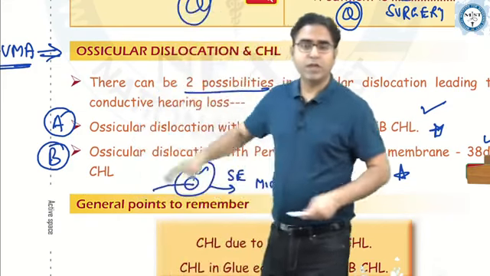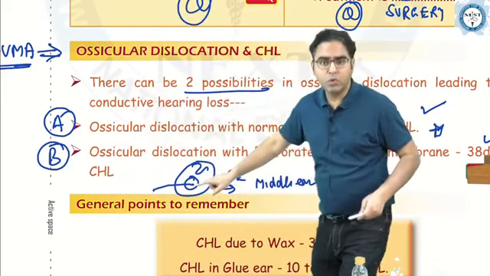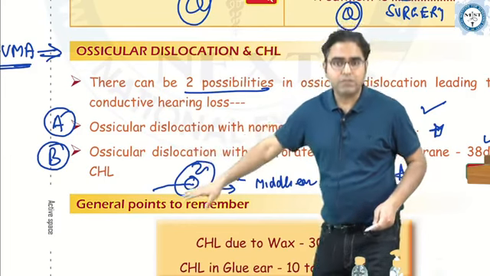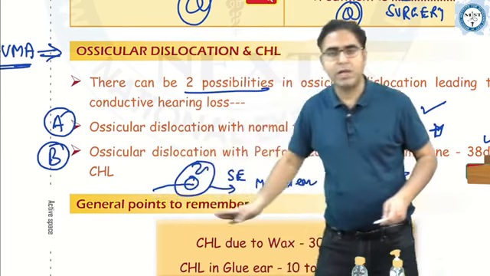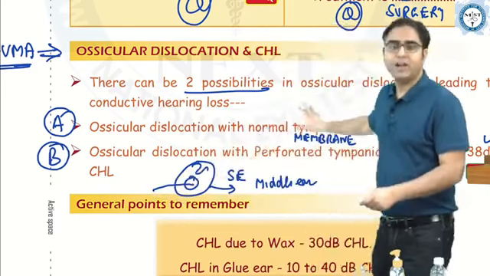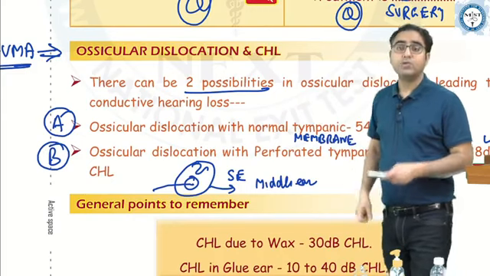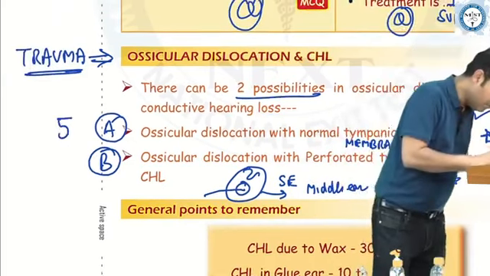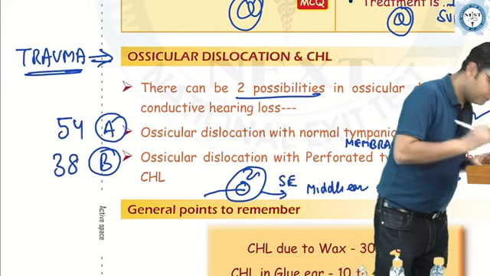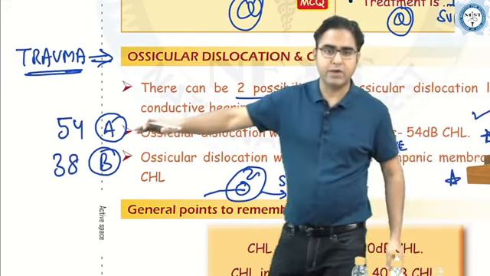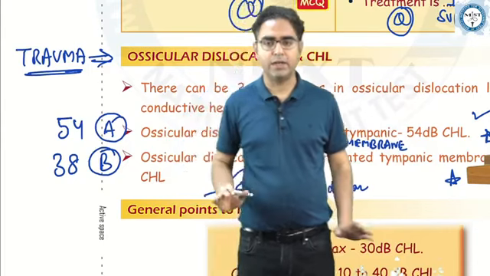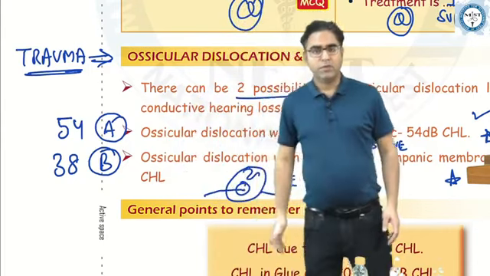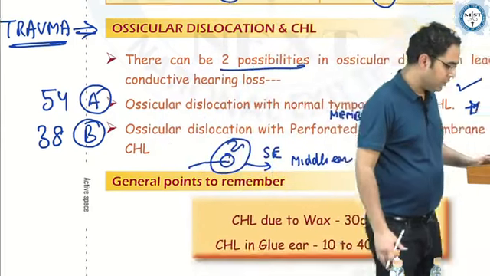Why? Ossicles are useless in both situations. Through this perforation, at least some sound energy will be able to directly enter into the middle ear and stimulate the inner ear better. So that gives you an advantage. So that's why on the side write down 54, 38. Don't forget, highlight 54, 38, beta. Yaad rakhna. 54, 38, beta. Okay, bache.